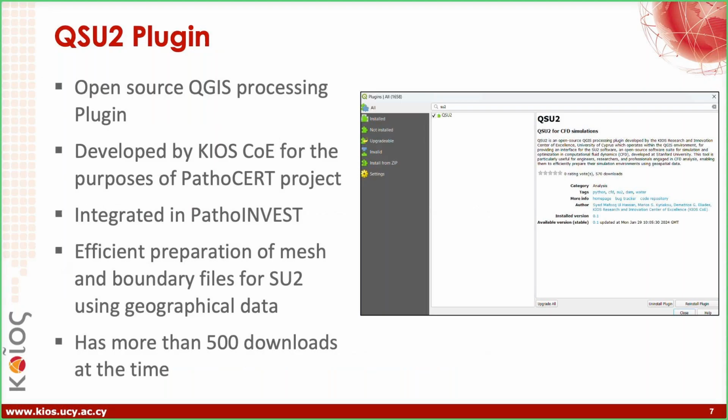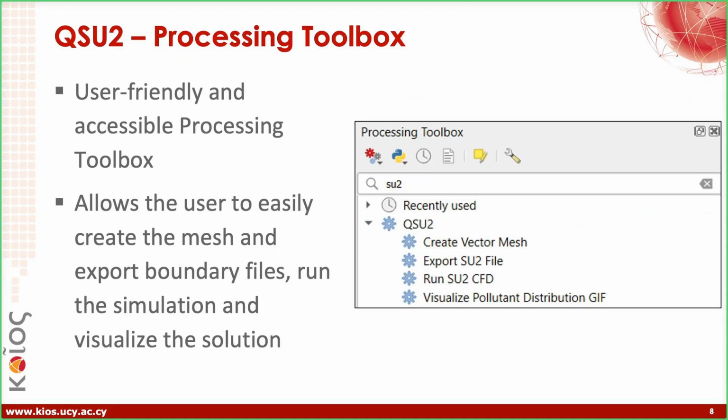The QSU2 plugin is an open source QGIS processing plugin developed for the purposes of the PATHOCERT project and integrated in the awarded PathoInvest. It enables efficient preparation of mesh and boundary files for SU2 using geographical data, and has more than 500 downloads at the time. To use QSU2, you can use the processing toolbox in QGIS. Just search SU2, and it allows the user to easily create the mesh, export boundary files, run the simulation, and visualize the solution.